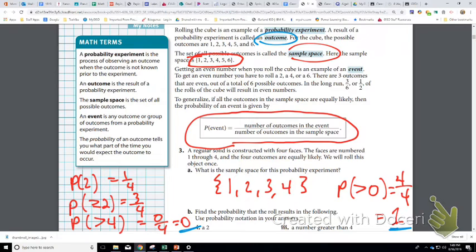All right. So again, can 1/4 be written as a decimal? Yes. And can it be written as a percent? Yes. Can the 3/4 be written as a decimal? Yes. And a percent? Yes. Okay. So let's take a look at the next page.